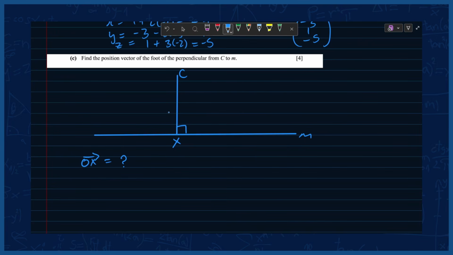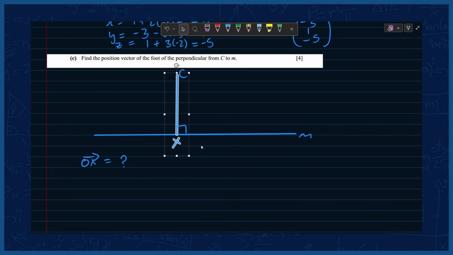So the idea we want to use here is that I know that the dot product of two vectors that are perpendicular is equal to 0. So in our case, I'm going to dot CX with the direction of M, and that's going to be equal to 0 since M is perpendicular to CX. Okay, but for me to be able to find CX, I need to know what OX is.